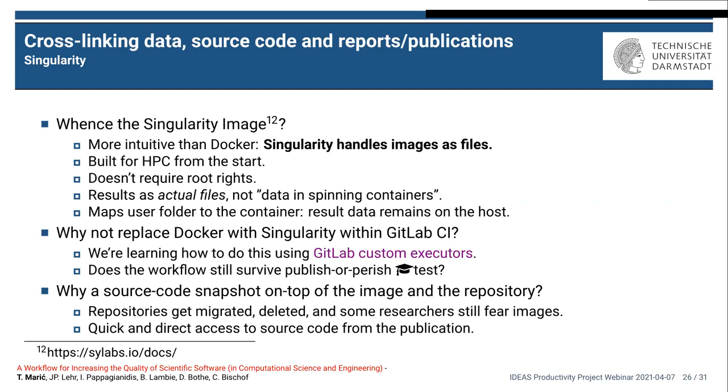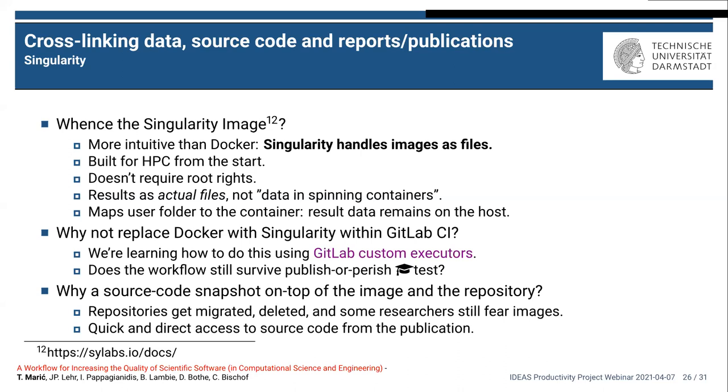And the question is then, why don't we replace Docker with Singularity within the GitLab CI? And this is what we are learning how to do. Even if this works, when I suggest this workflow, I'm doing it for my projects, but if I suggest it to some other researcher and tell him, you have to write a GitLab custom executor for your software, the question is, does this still survive the publish or perish test? Because if this is an overhead for some postdoc with two or three people working on a small software, it's not going to be adopted.